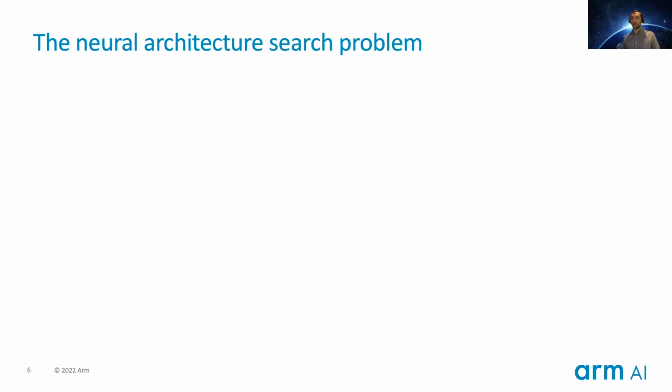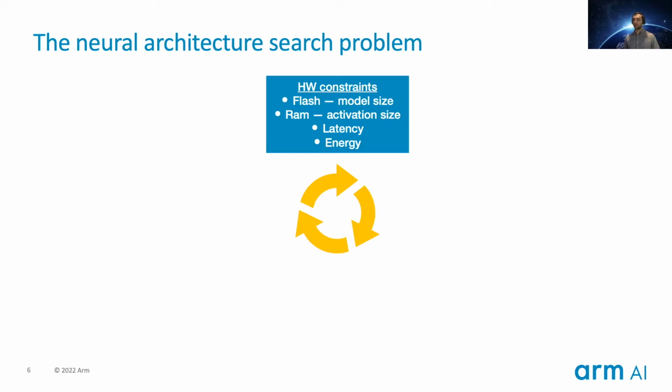Okay, so what exactly do I mean by the neural architecture search problem? We begin with a set of hardware constraints. These are constraints on the model that come from the fact that we're trying to deploy onto a specific hardware platform. Examples of hardware constraints include limited model size. This comes from the fact that the hardware has limited flash storage memory, which limits the number of bits that we can use to store the model.